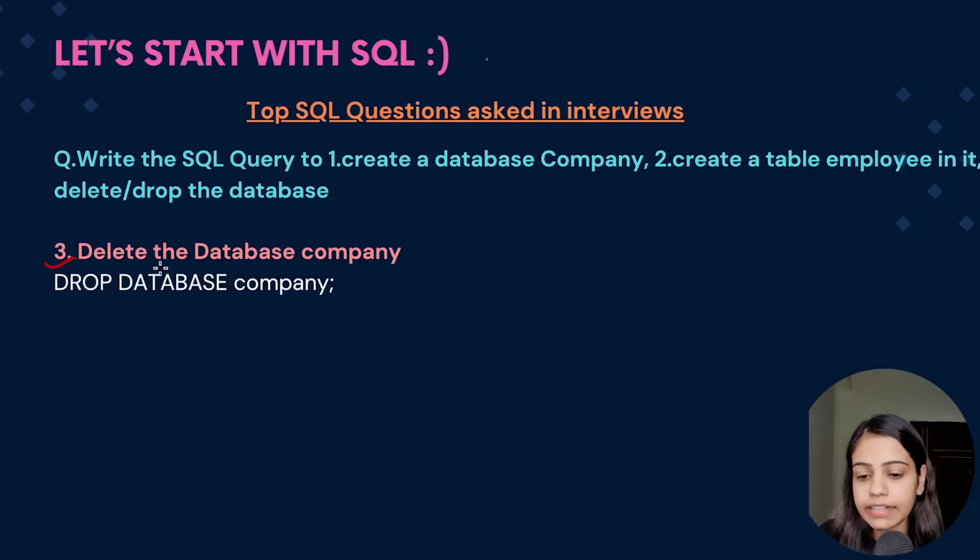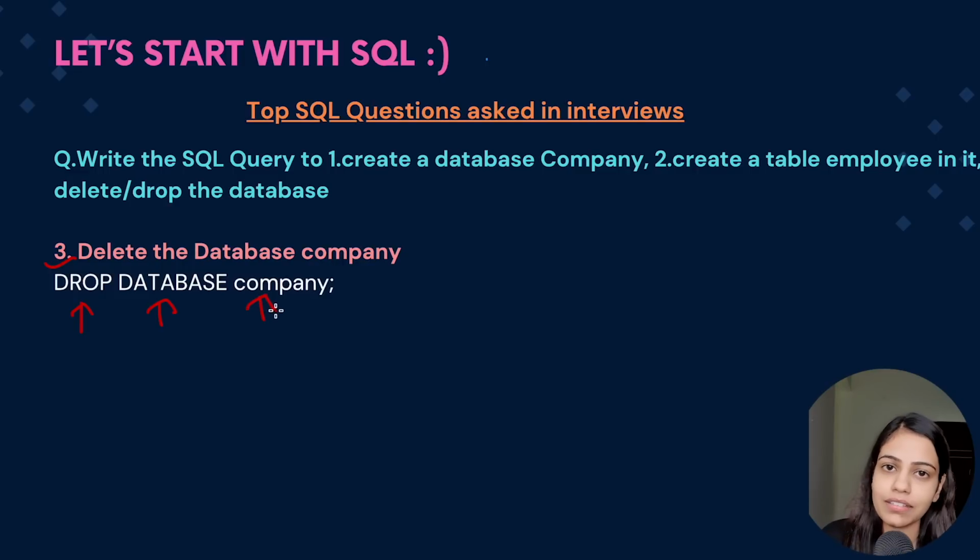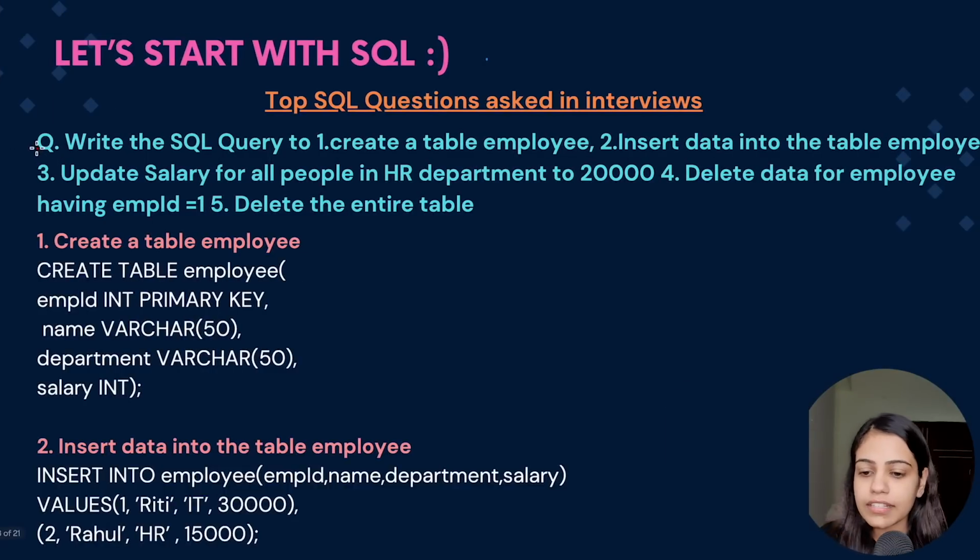Now the third is delete the database company. We have to delete or remove the database from our SQL server. So what we can do is we provide the command drop, which basically means delete, and then we provide database and then the database name, that is company. In this way we can delete the database from our SQL server. Now let's see the next question.